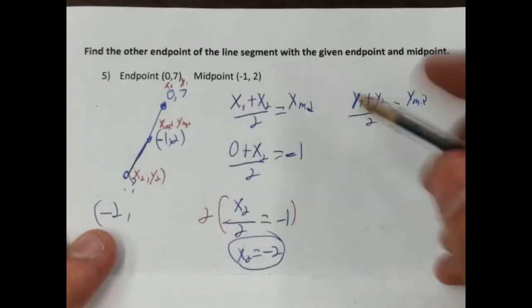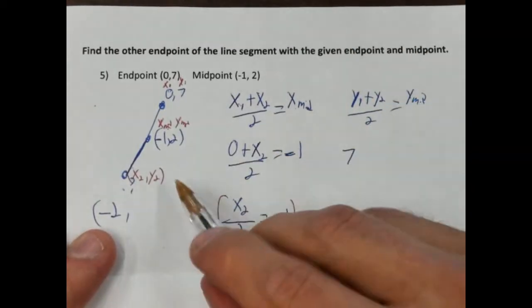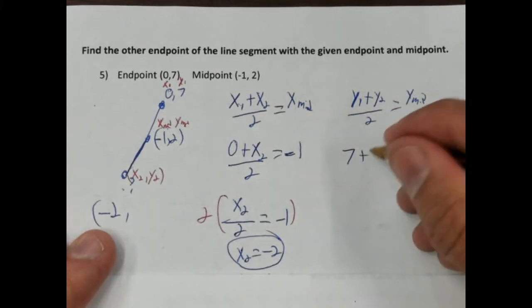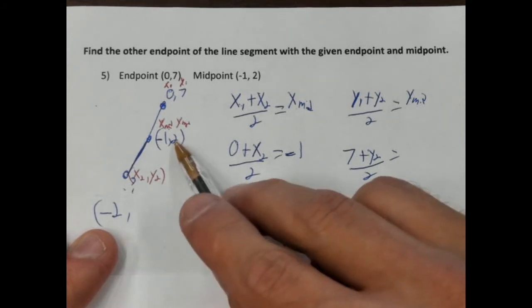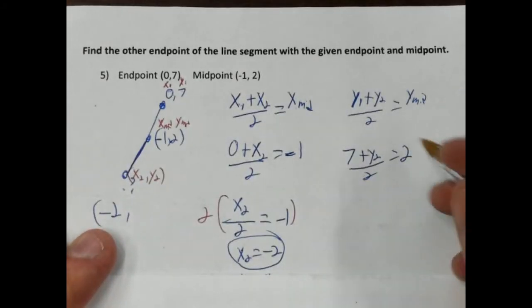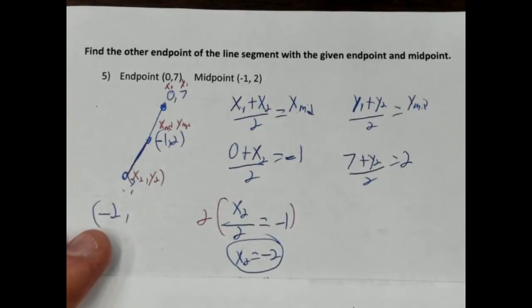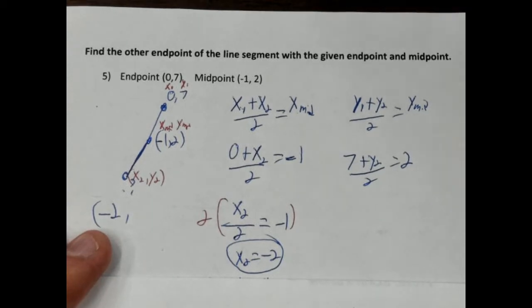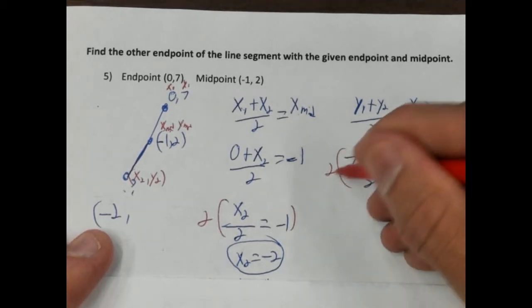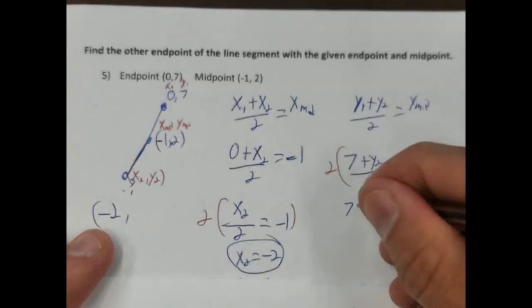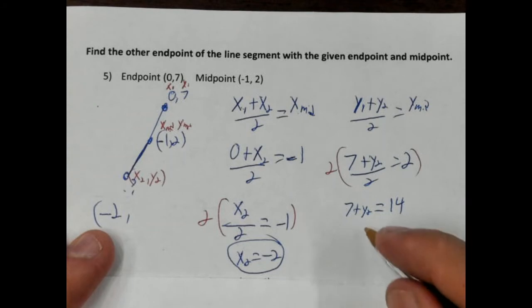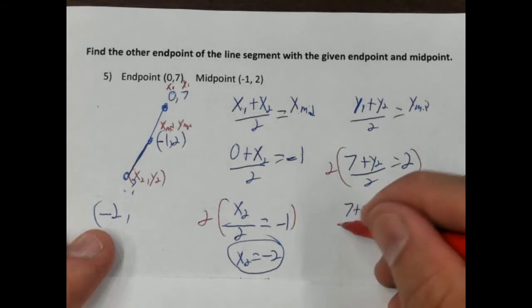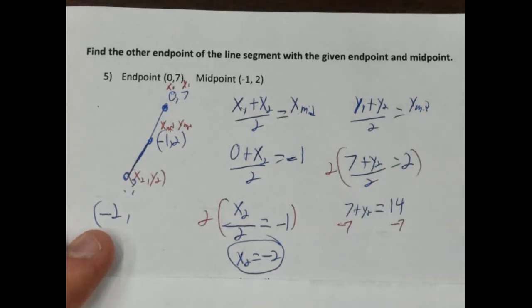So 7 goes in for y sub 1. We don't know y sub 2, so it's y sub 2 over 2. But we do know the y of the midpoint, which is 2. Now we solve for y. We multiply both sides by 2 and get 7 plus y sub 2 equals 14. Then we get y sub 2 by itself by subtracting 7 from both sides, and we get y sub 2 equals 7.